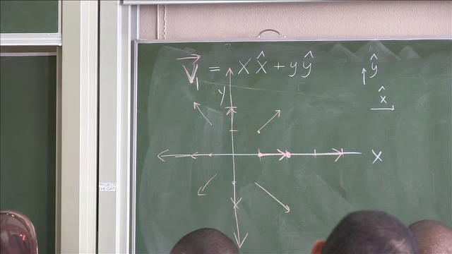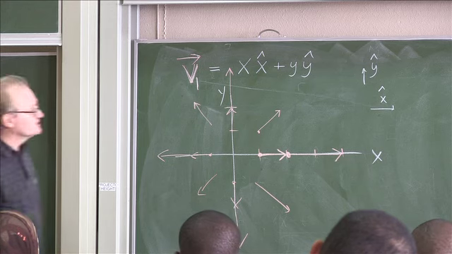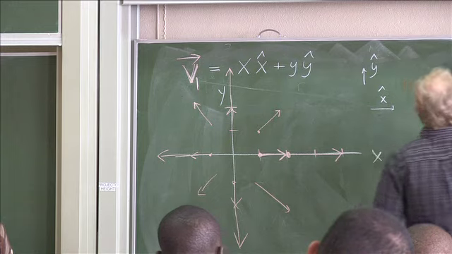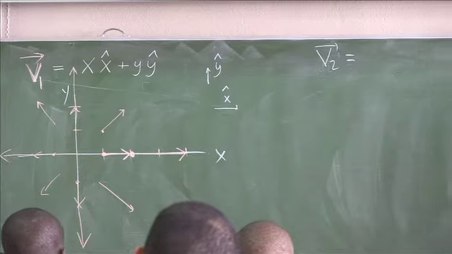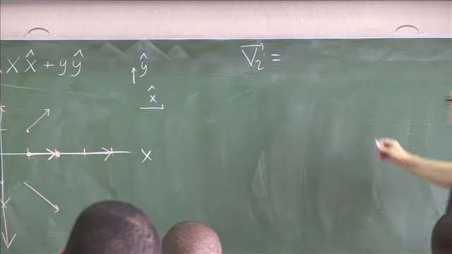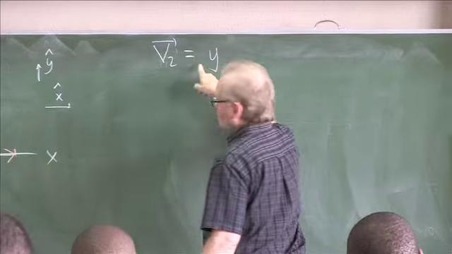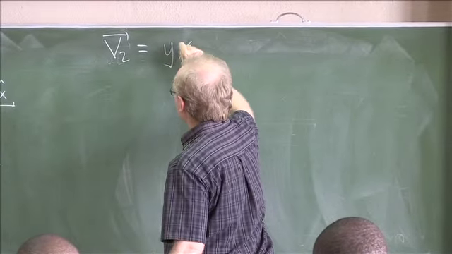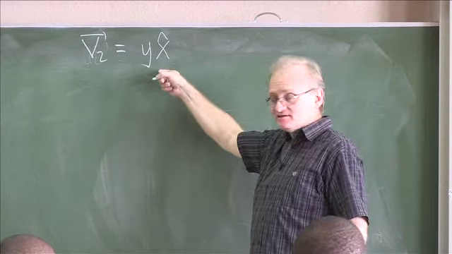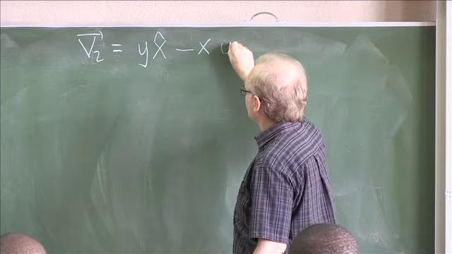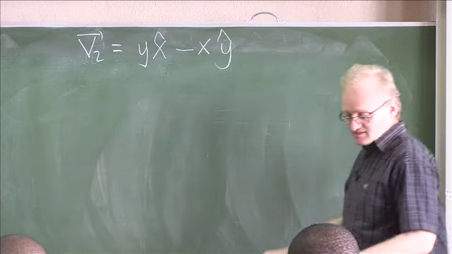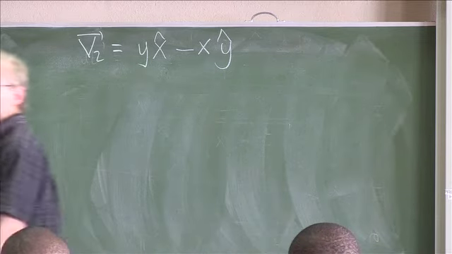I want you guys now to draw the picture for V2. And let's take V2 to be y times x hat minus x times y hat. So I want you guys to plot that vector field on your page.